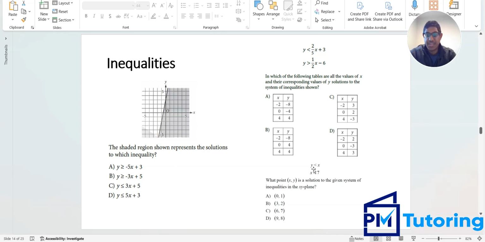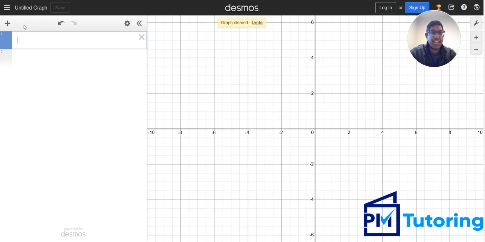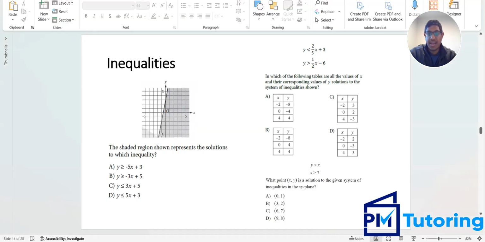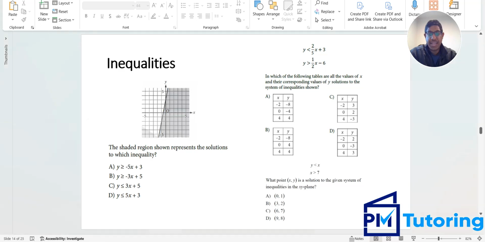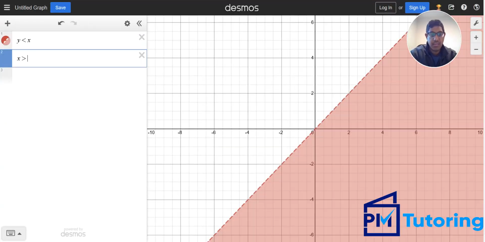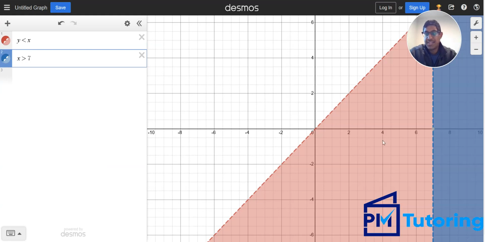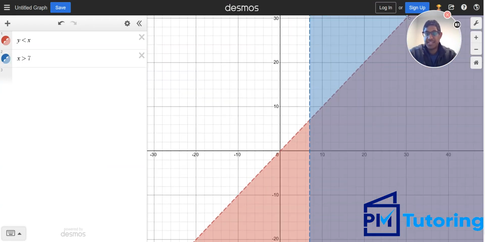Again, we could do this with another one over here. Y is less than x and x is greater than 7. So we can use our gear to delete everything really quickly. And we had, again, y is less than x. And we had x is greater than 7. So we can see, again, that our double shaded region is what we're looking for. That's basically anything in this area.